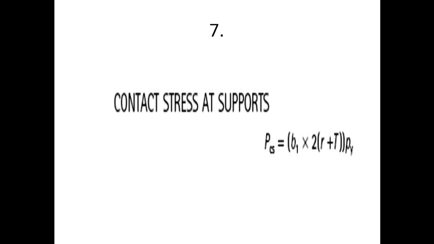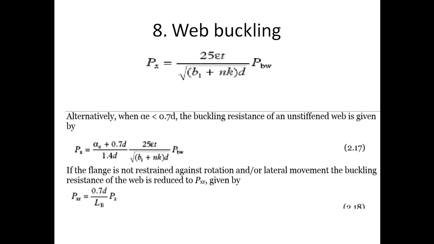And last, the number 7 is contact strength and support. It's very easy. We apply the formula. You can see your B1 is given, R and T, everything is gotten from the table. PY, as we say, which is our design strength also. Then you apply, you get your contact strength to get value for PCX. So for web buckling, you apply this formula, and there are conditions to apply. When you have this condition that is less than 0.7 D, the buckling resistance is calculated using this formula. If the flange is not restrained against rotation, you can use the second formula.